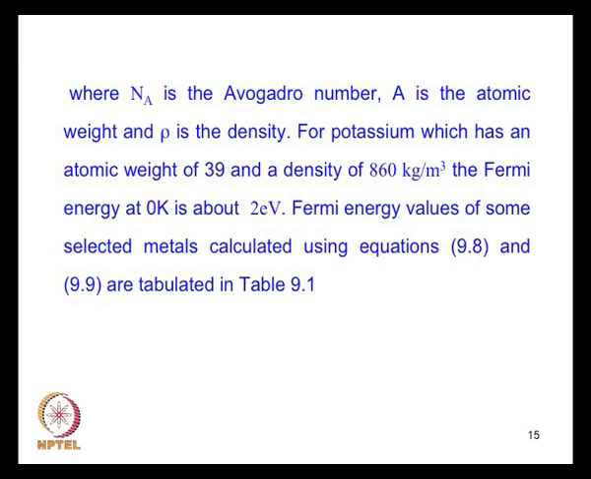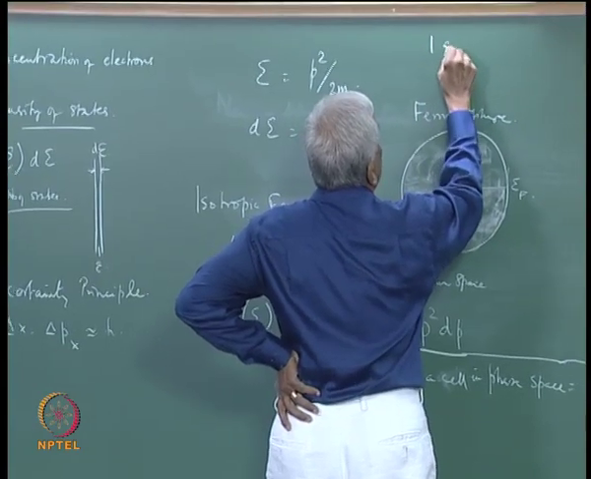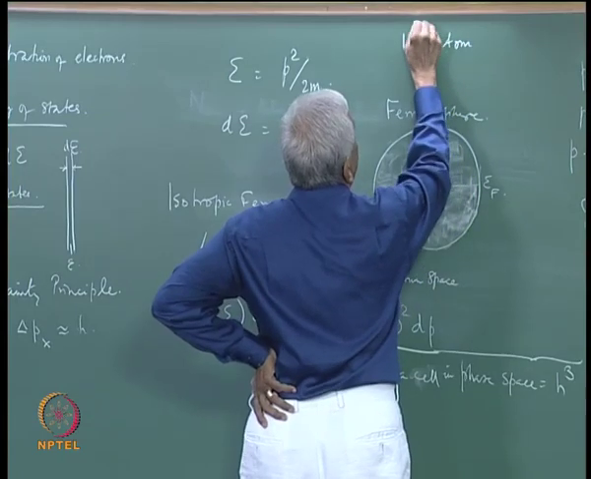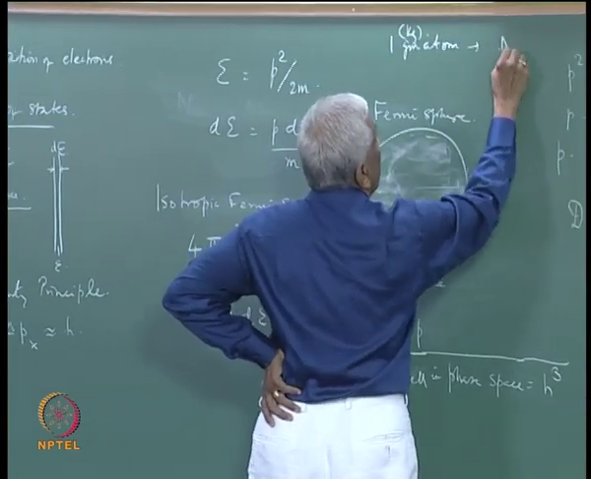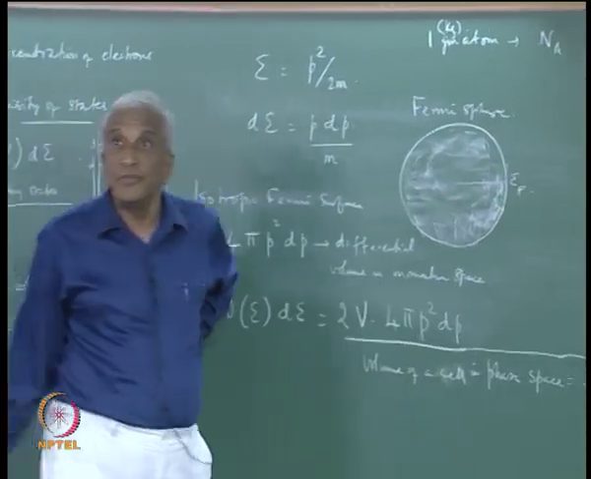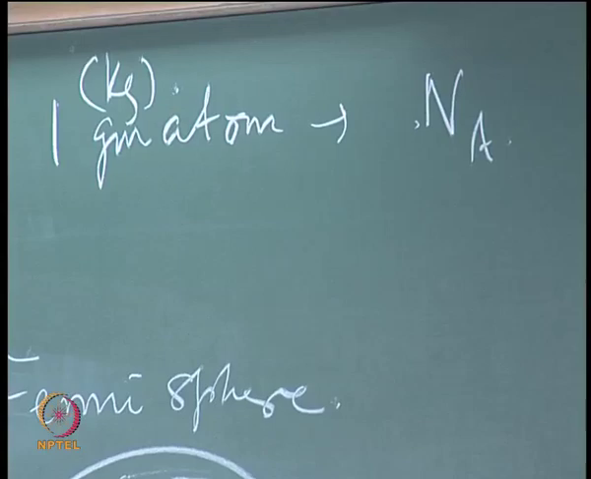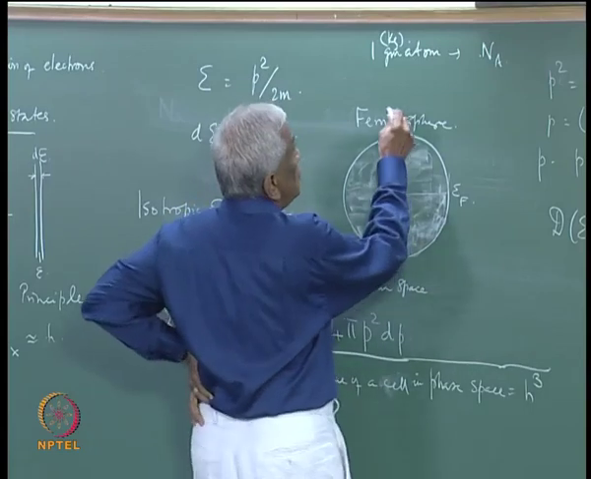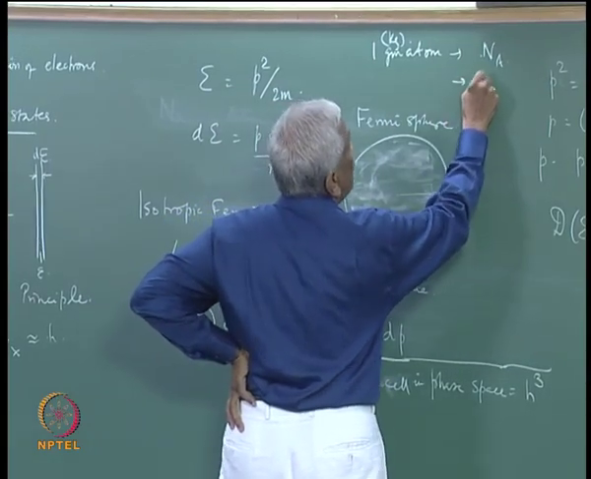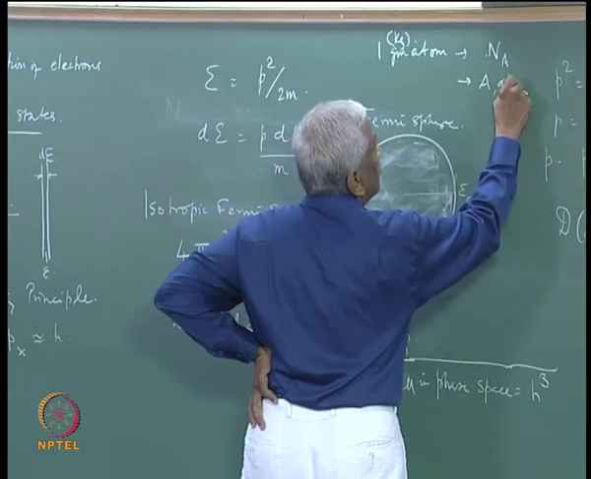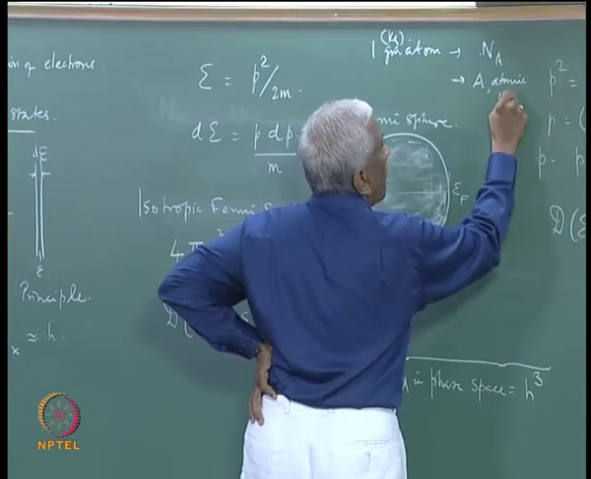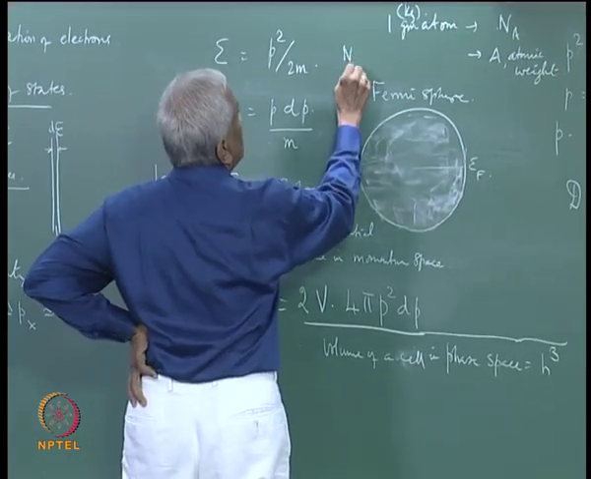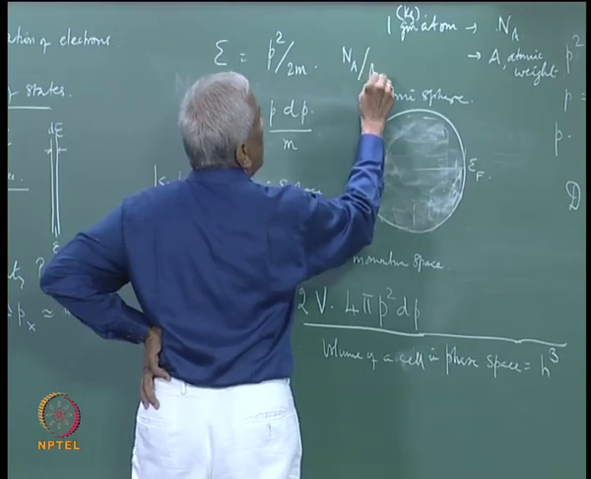so that gives me, see, 1 gram atom or kilogram atom corresponds to Na number of atoms, and each atom gives you 1 electron in a monatomic solid. So, this is the number of electrons. This corresponds to a weight of A, where this is the atomic weight. Therefore, the number of electrons in 1 mole is Na by A.